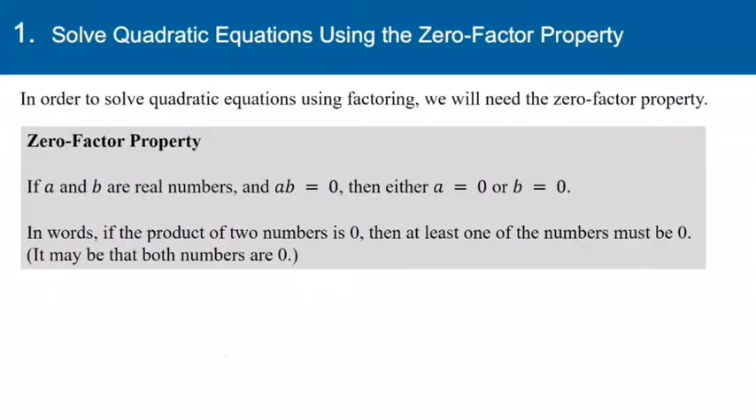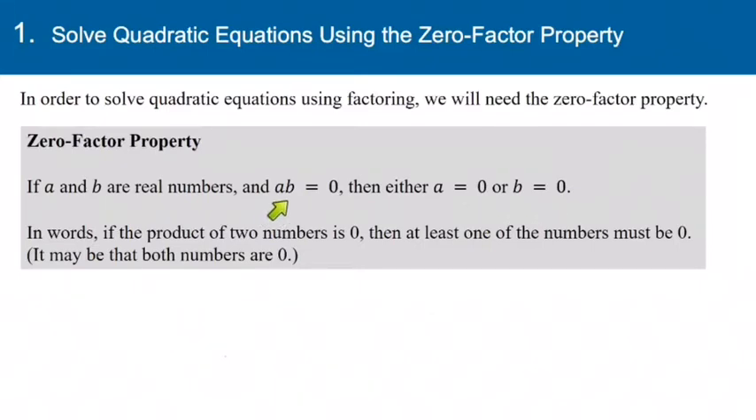Now, one way to solve quadratic equations is by factoring and then using the zero factor property. The zero factor property is a really simple idea that you already know. You just may not have ever given a name to it before. So here's what the zero factor property says. If a and b are real numbers, in other words, any two numbers that we're used to dealing with, and you know that a times b equals 0, then you know for sure that either a equals 0 or b equals 0.